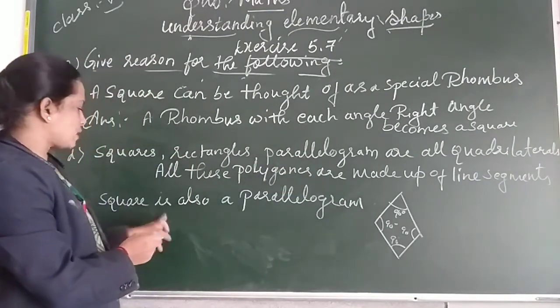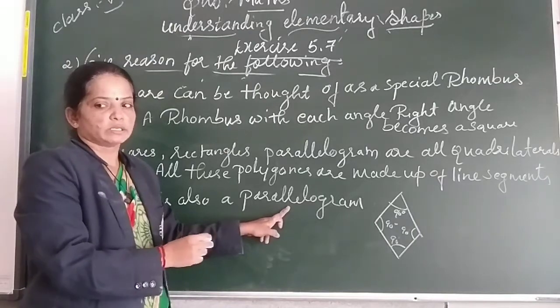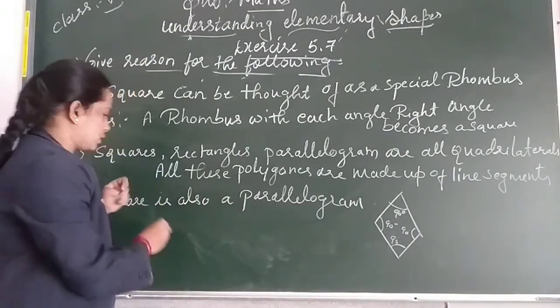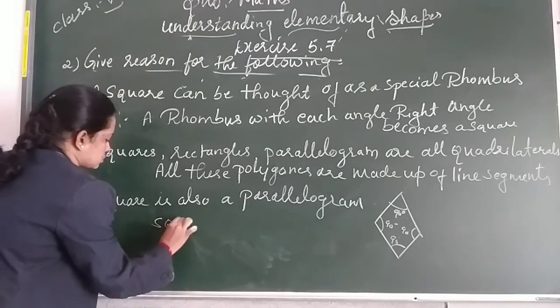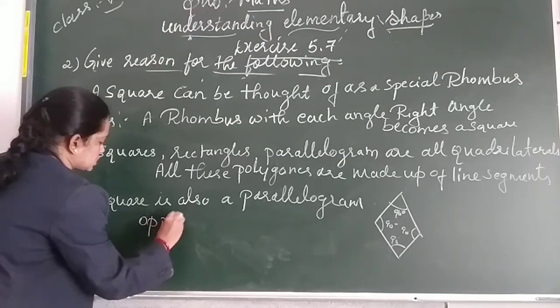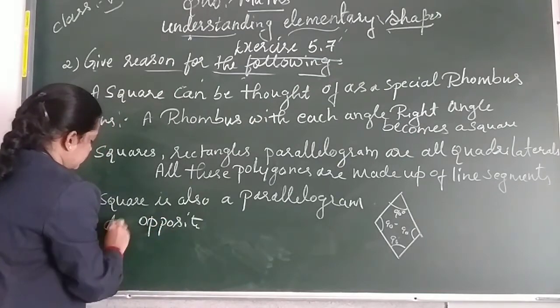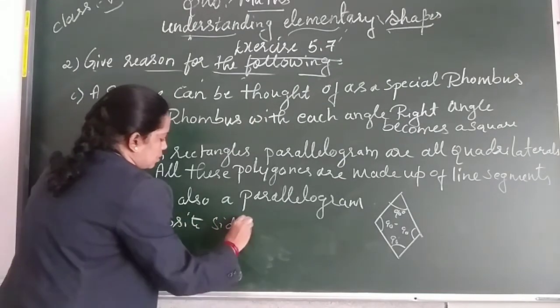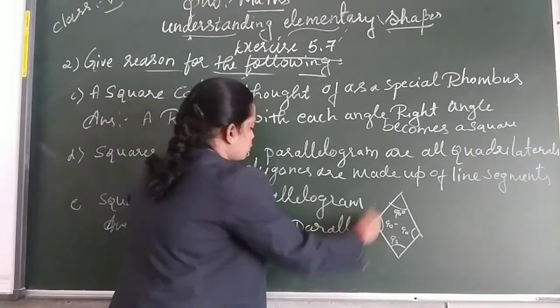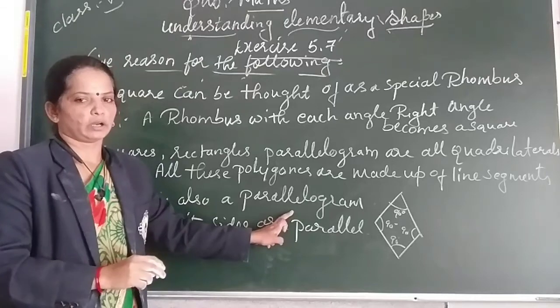Next one: a square is also a parallelogram. Yes, the opposite sides of the square are parallel, so it is called a parallelogram. The opposite sides of the square are parallel, so it is called a parallelogram.